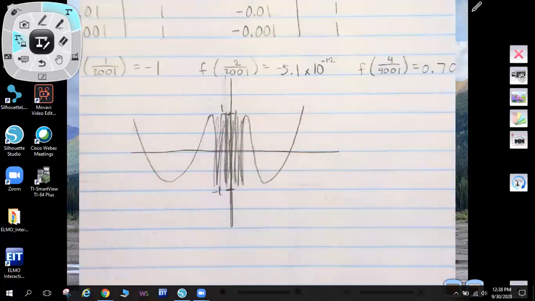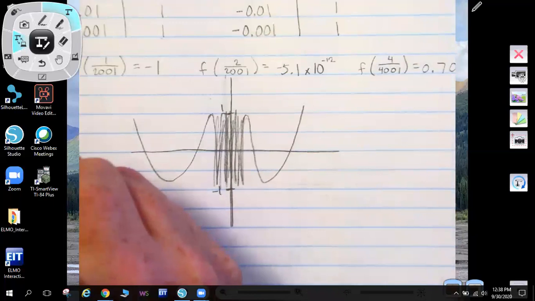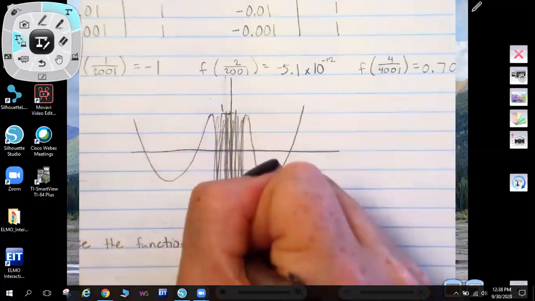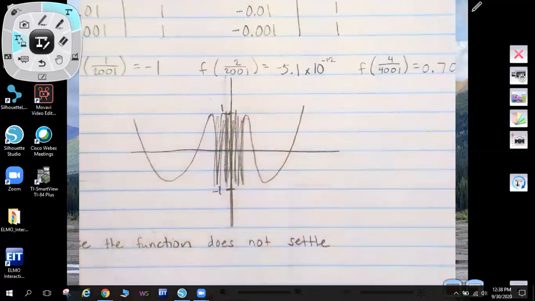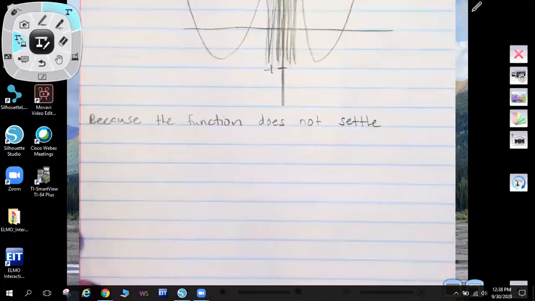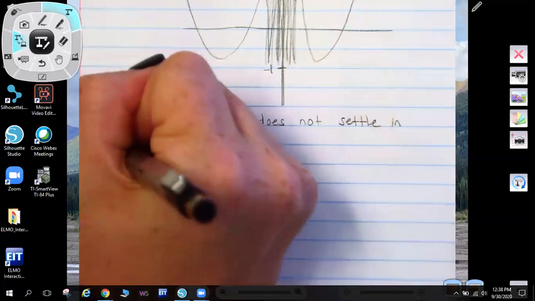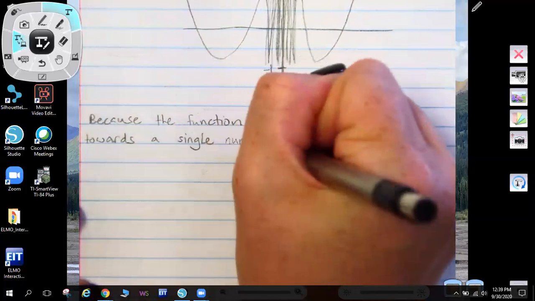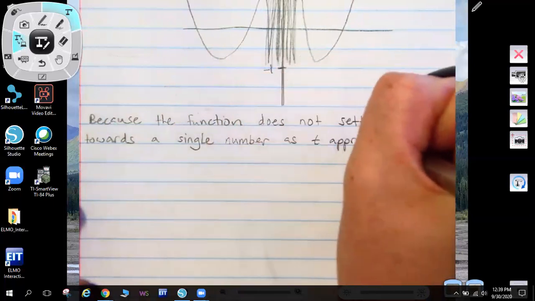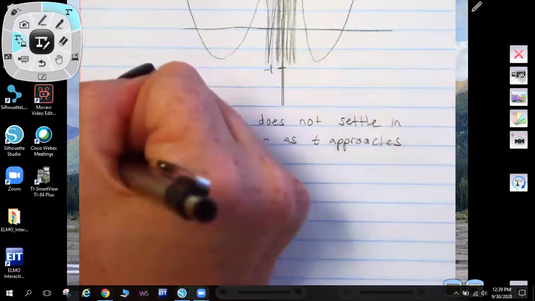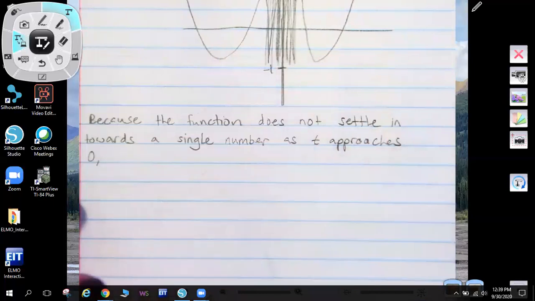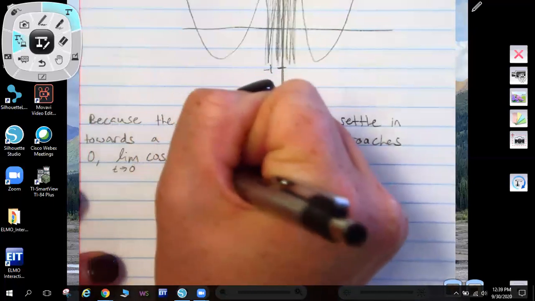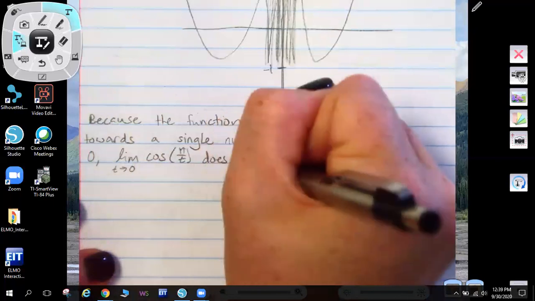So what we say about this is, because the function does not settle in towards a single number as t approaches 0, the limit as t approaches 0 of cosine of pi over t does not exist.